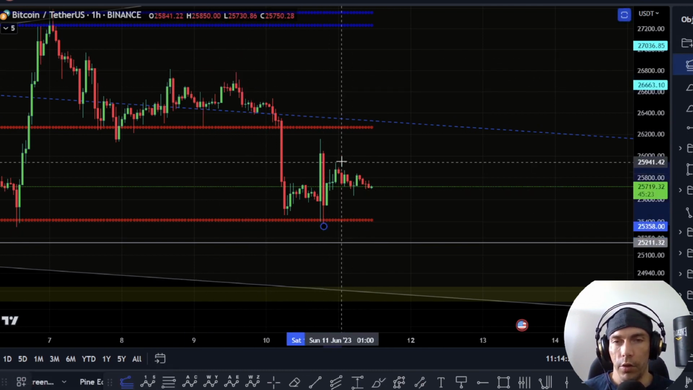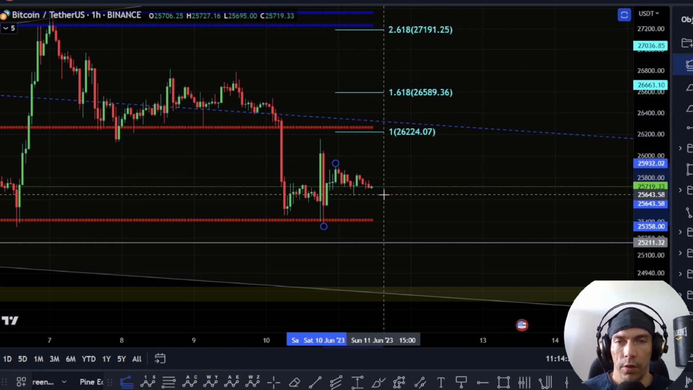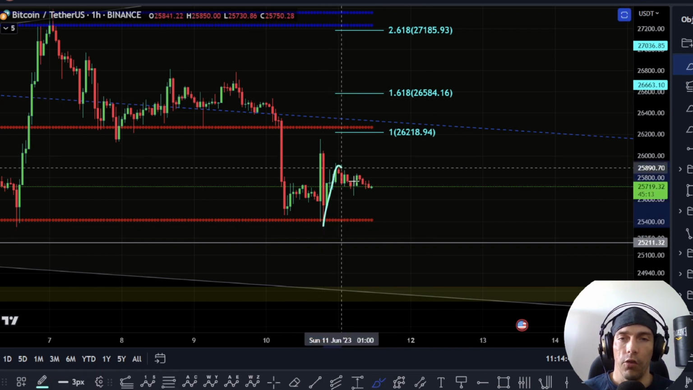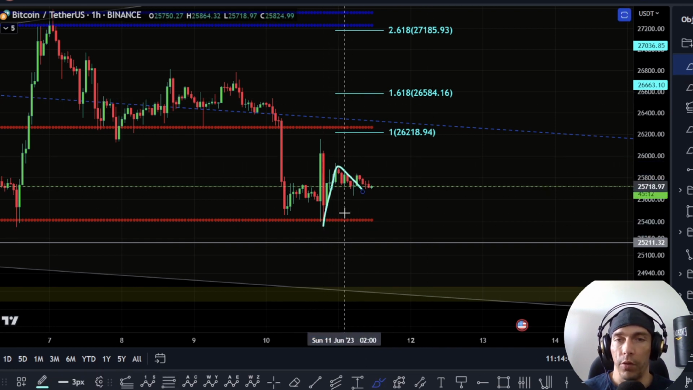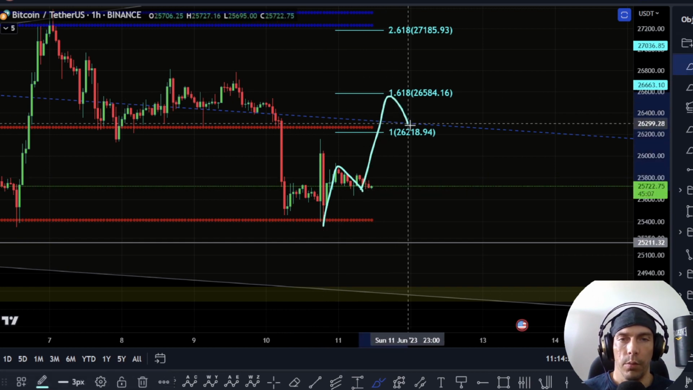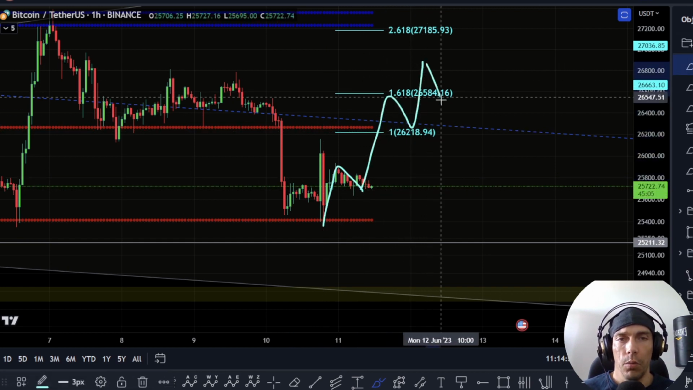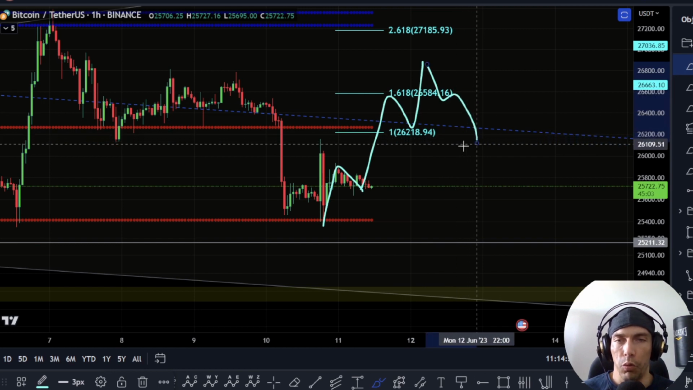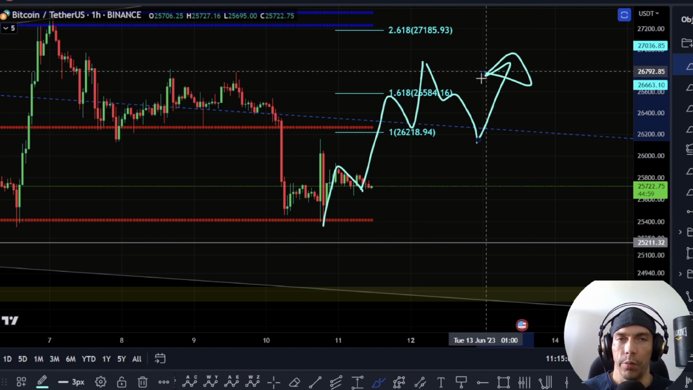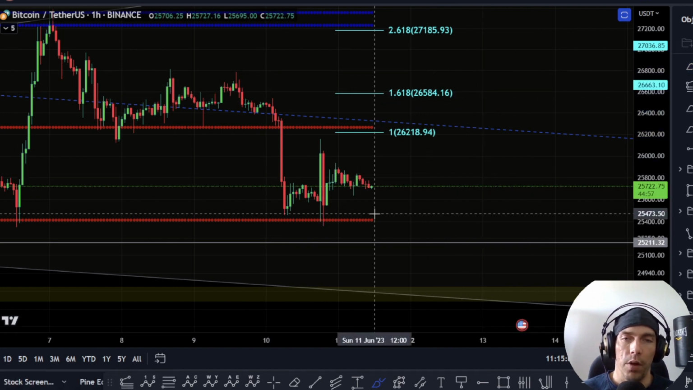And given the current structure here, what I'd want to see is actually a move back above this 1.618 here, this 26,584 as more indication that we're actually starting to move away from this. Now, what we'd want to see is something like this, where this becomes 1-2, then we'd see a 3, 4, and a 5. And then we'd want to see price actually look to find support above these levels again, and then look to continue to the upside. So that would be how we would be looking for that breakout to unfold.